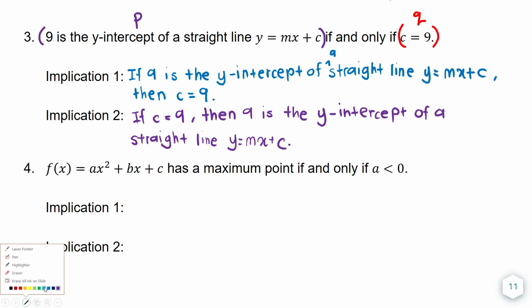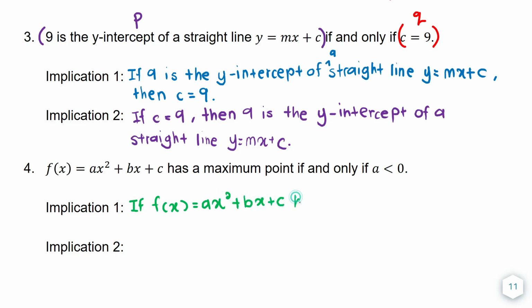Okay, I assume that all of you know how to do question number 4. So what is the answer? If f(x) equal to ax squared plus bx plus c has a maximum point, then a is lower than 0. Yes, okay. If f(x) equal to ax squared plus bx plus c has a maximum point, then a is lower than 0.